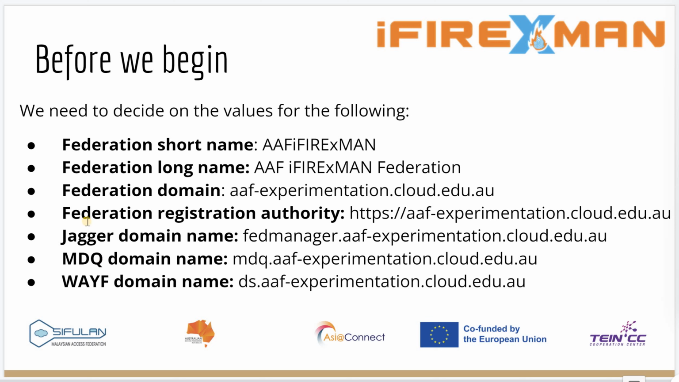The Federation short name, I'll be using AAF iFire X-Men. Federation long name, AAF iFire X-Men Federation. The Federation domain, aafexperimentation.cloud.edu.au. Federation Registration Authority, https://aaf-experimentation.cloud.edu.au.